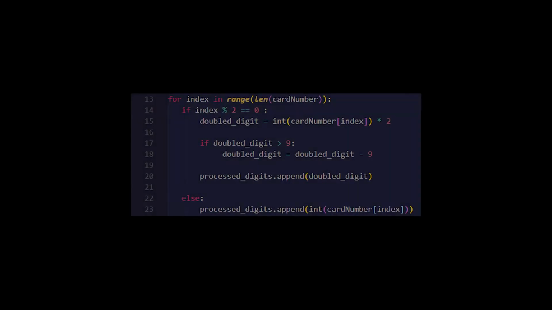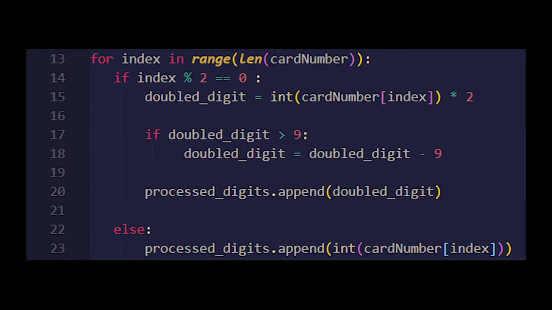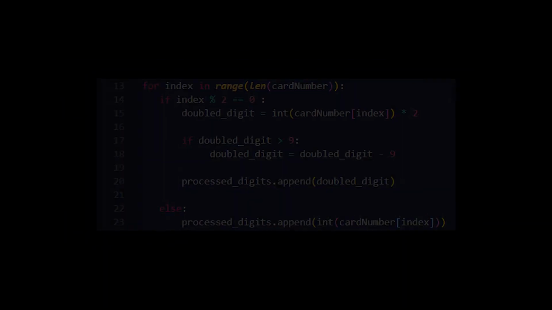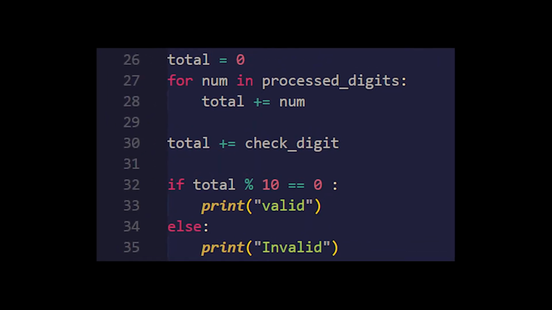After that, we start looking through the card number. We check if the index is even, then we multiply by 2. We also check if the resulting number is bigger than 9, we subtract 9 from the answer. The last part of the code, we define the total of the whole operation as it's written in the comments. If the total is divisible by 10, then the card number is valid, else the card number is invalid.